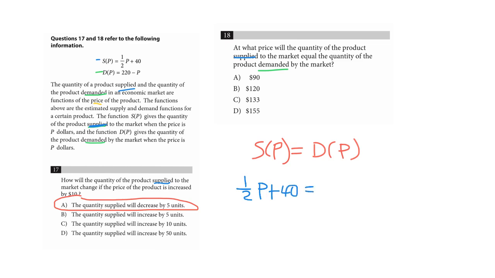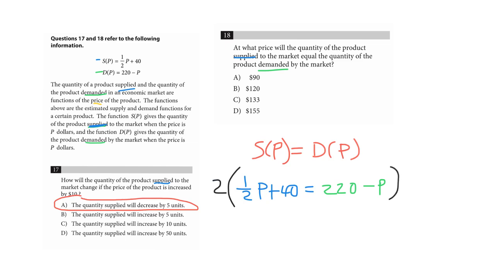And that equals 220 minus P, right? I'm going to stick with black as the ink to solve this. I don't like this 1/2. I'd rather just get rid of it. And the way that I'm going to do it is by multiplying the entire equation by 2.